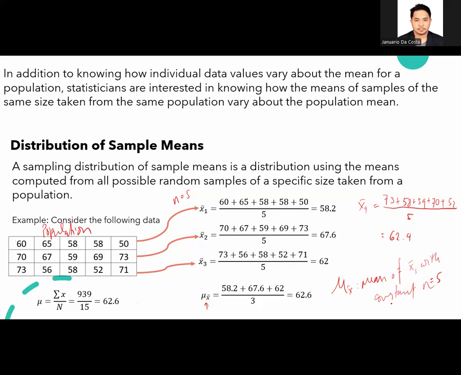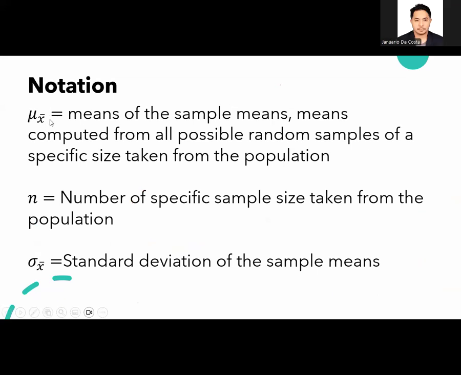The notation mu x bar means the mean of the sample means computed from all the possible random samples of a specific size taken from the population. Okay, n is the number of the specific sample size taken from the population, and sigma x bar is the standard deviation of the sample mean. The same thing, so the standard deviation of these means over here. Okay, this is just the notation that I don't want you to get confused on. Please remember this notation because we will be using it as we go on.